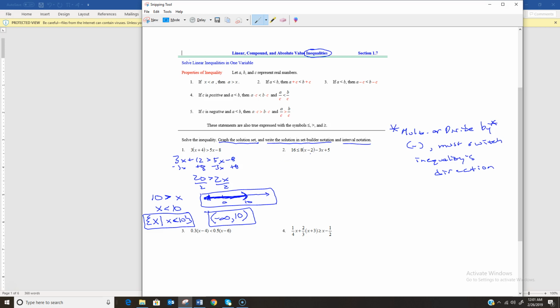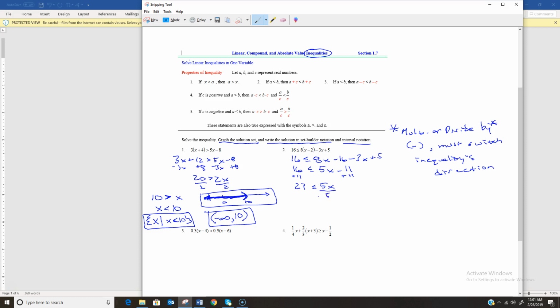Alright, so let's try another one. On this one, I'm going to distribute the 8 through. So we have 16 is less than or equal to 8x minus 16 minus 3x plus 5. I'm going to combine like terms on the left. That'll give me 16 is less than or equal to 5x minus 11, if I put the 8x with the negative 3x, and then the negative 16 with the 5. And now I'm going to add 11 to both sides. That'll get me 27 is less than or equal to 5x.